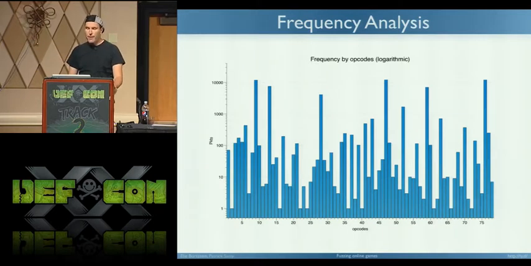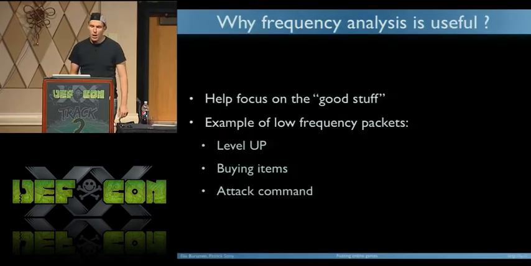Some opcodes are very, very frequent. There are mainly pings and updates on location and stuff like that, which are not really what you are interested in. On the other hand, there is a handful of opcodes which are very, very rare. And these are the ones you actually care about. Why? Because the small stuff is usually the good stuff.